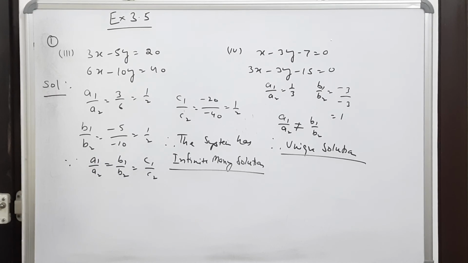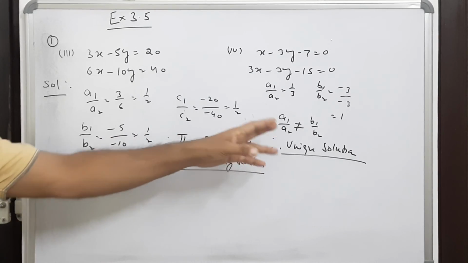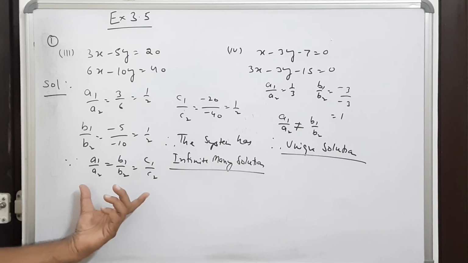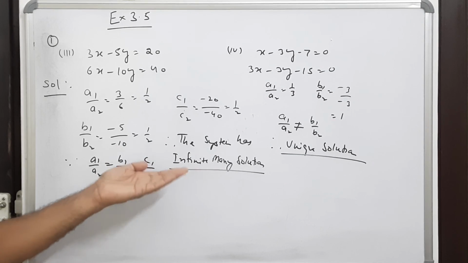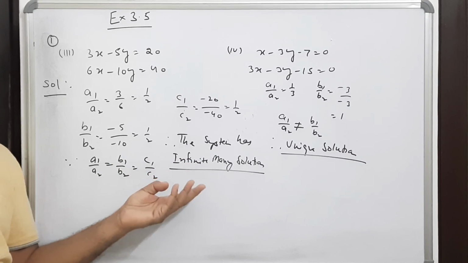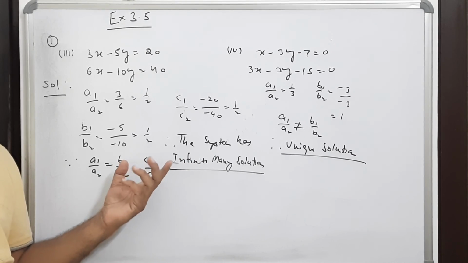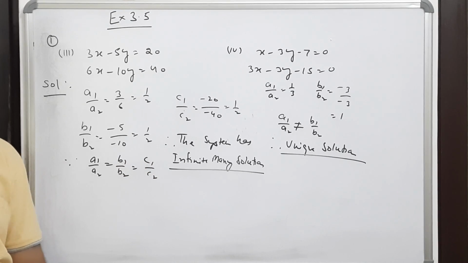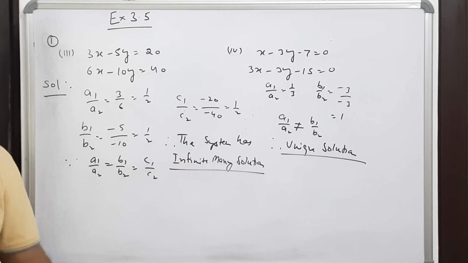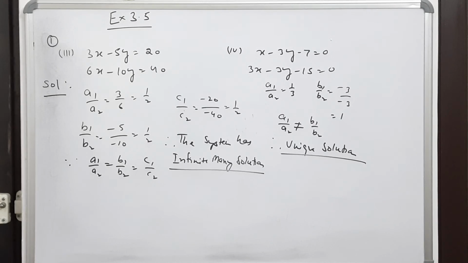I hope with the help of this video you all understood when we have a unique solution, when we have infinitely many solutions, and when we have no solution for a system of linear equations. In the objective part, this type of sums are very, very important. Please see the video twice and practice these types of sums. I hope you all understood. Thanks a lot.